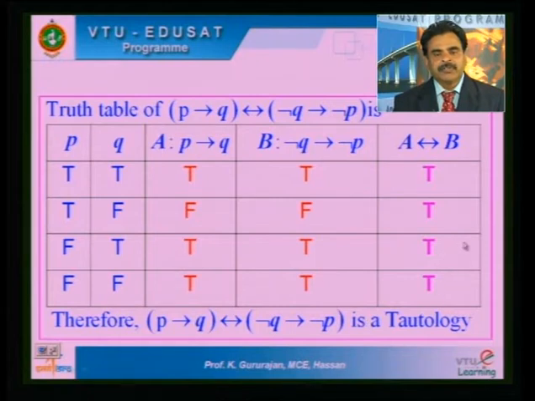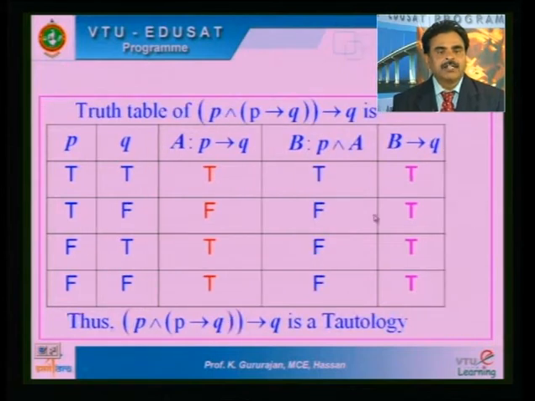On the other hand, suppose you find in the last column all the values are F, then it is a contradiction. If it is a combination of both T and F like here, then it is called a contingency. Right. So, the other two problems you can work out on similar lines. I wish you people should do it.